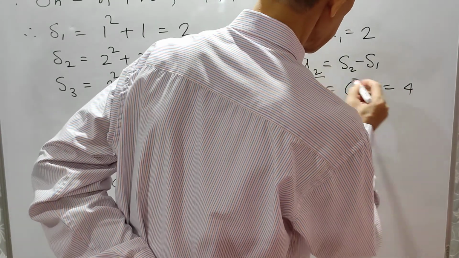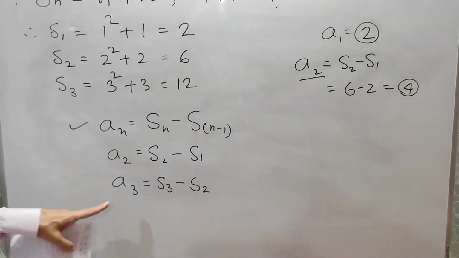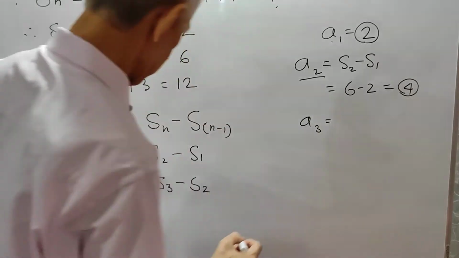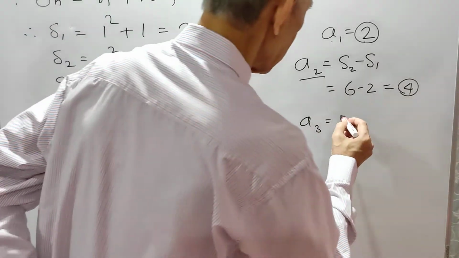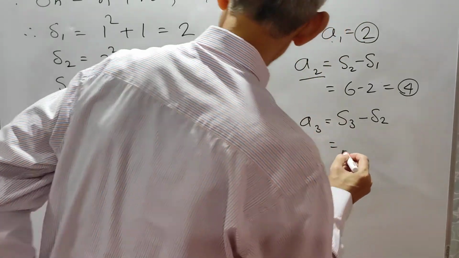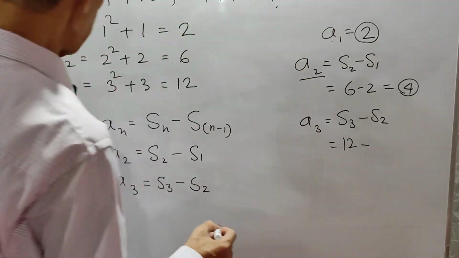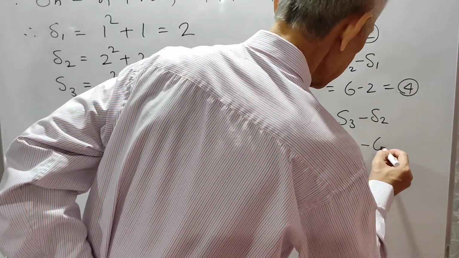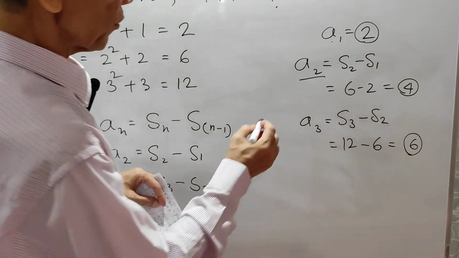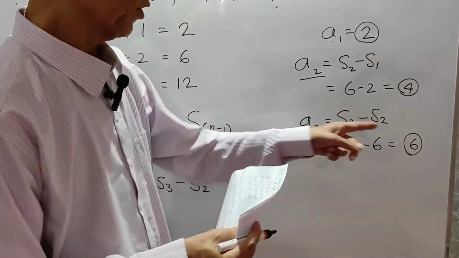So we got the second term 4 and the first term 2. Now what will be the third term A3? S3 minus S2. S3 is 12 and S2 is 6. 12 minus 6 equals 6. This is the third term. So we got the first term 2, the second term 4, and the third term 6.